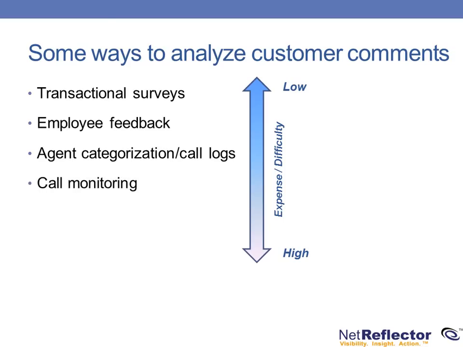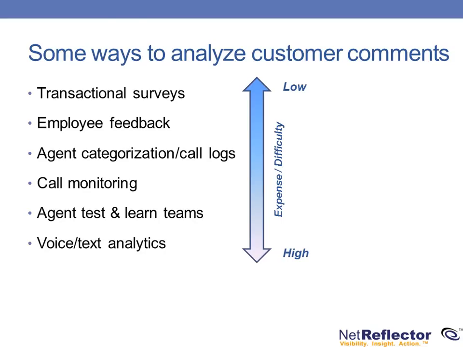I'll quickly mention two more methods. The first is call monitoring. This is used for coaching call agents, but again, it can be repurposed to analyze customer issues. Finally, you can set up small teams of contact agents who are specially trained to categorize customer issues and record details about the contacts. Unlike other contact agents, these test teams log every call and email they take, so the information will actually be more accurate even though the sample of contacts may not be very large. And I mentioned before voice and text analytics.